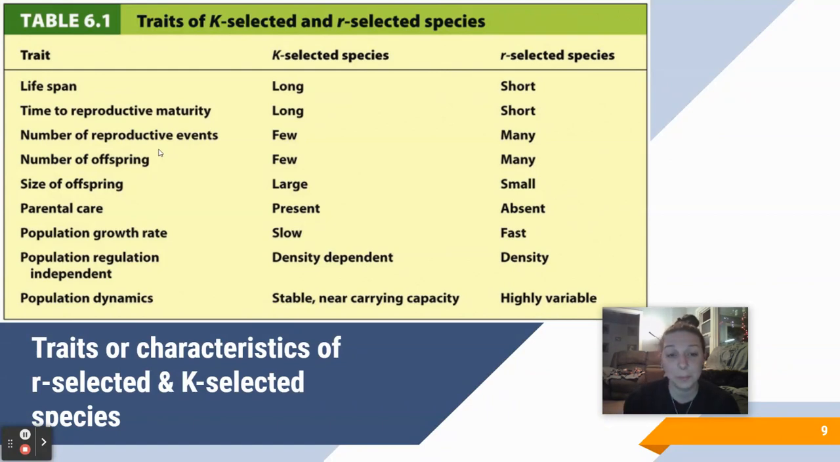It's density independent. And when we look at our population dynamics, that makes our K selected species have a much more stable population size. It's going to kind of live near our carrying capacity. Whereas with the R selected species, it's going to be highly variable. We're going to have big kind of peaks and dips in that population size.